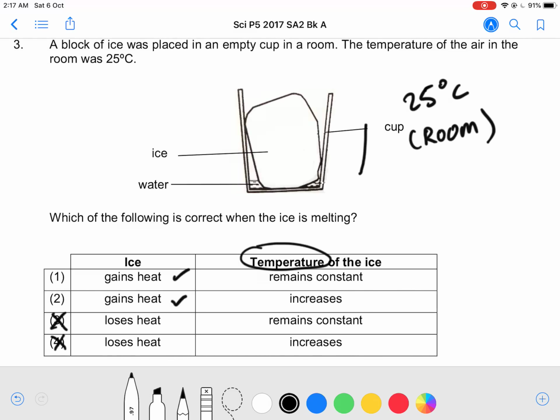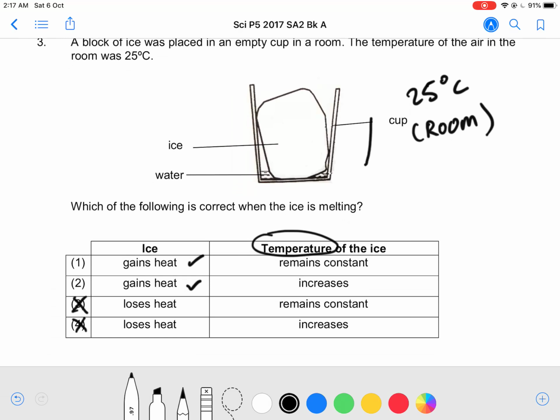And what happens to the temperature of the ice? Now, if you remember our failed experiment, we were supposed to make sure that the reading of the ice remains at 0 degrees Celsius. I showed you a video where the ice was melting, but the temperature remains at 0, right? So in fact, even when ice is melting, the temperature of the ice itself is supposed to be at 0 degrees. So the answer in this case is number 1.